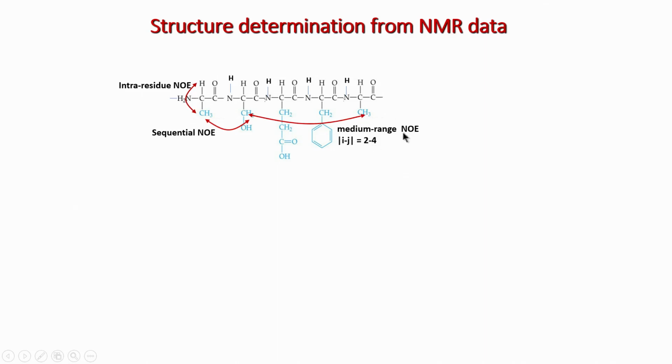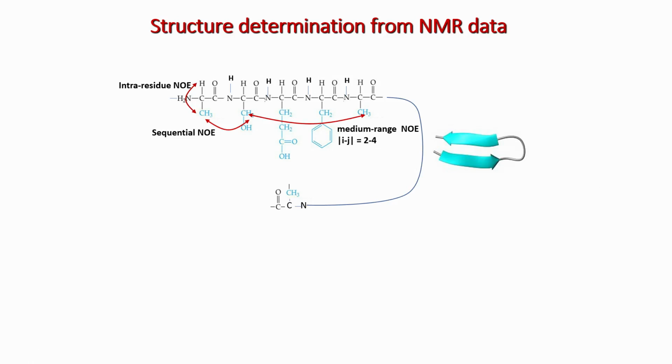So, these are interesting NOEs because they give us information on the secondary structure. For example, I will show you in the next few slides, if you want to know whether it is a helix or a beta sheet, it helps us to know that information. We need to know the medium range correlations in the NOESY, and from there we can identify the secondary structure, not the tertiary.